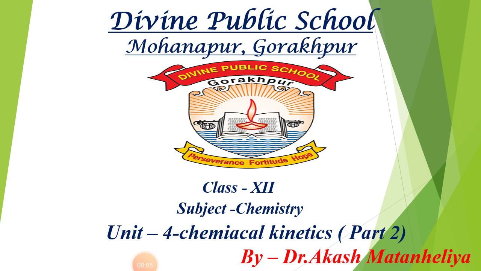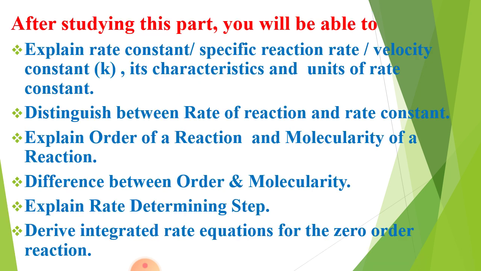Today I will discuss part 2 of unit 4, chemical kinetics. After studying this part, you will be able to explain rate constant, that is also known as specific reaction rate, or velocity constant, symbolized as K, its characteristics and units of rate constant. This is a very important topic for board examination.